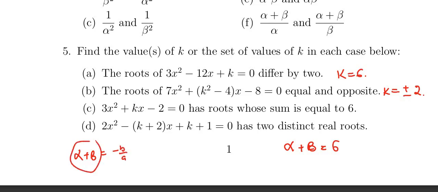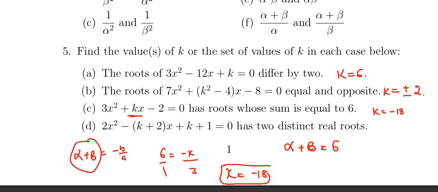So we know the sum is 6 is equal to, your b is what? Your b is k, so negative k, over your a is what? Your a is 3. So you'll notice that your k here, when you cross multiply, will be equal to negative 18, just one value. So k is equal to negative 18 here.